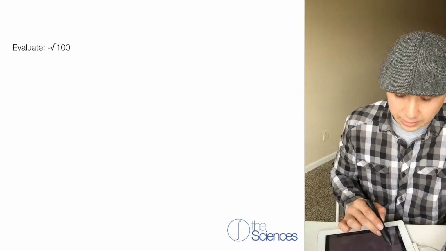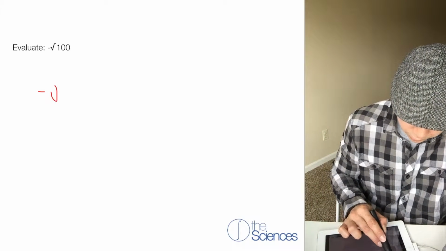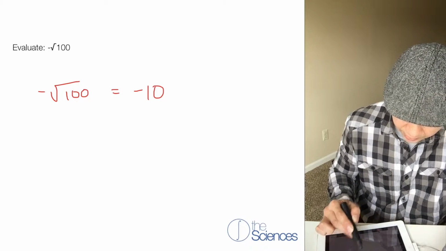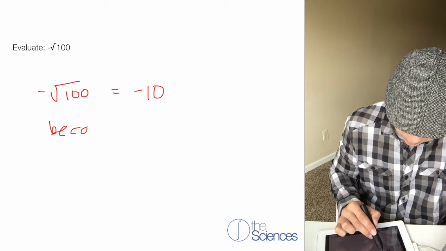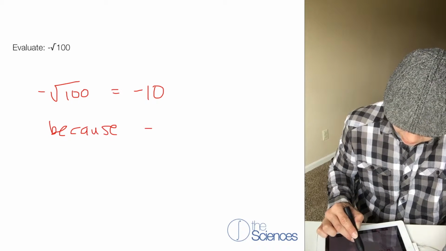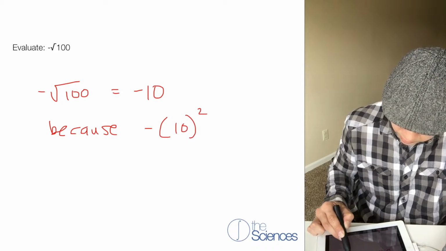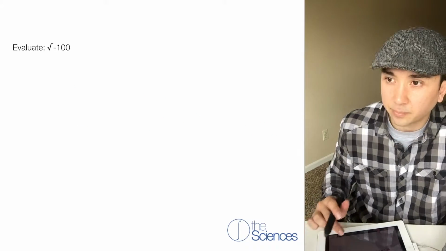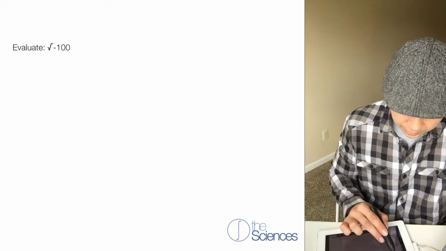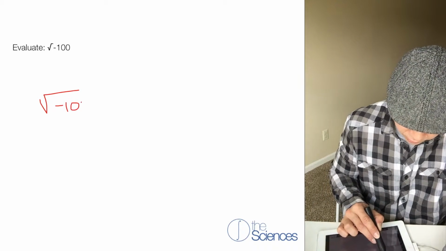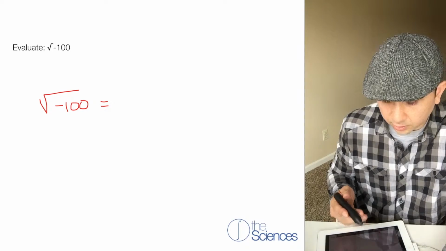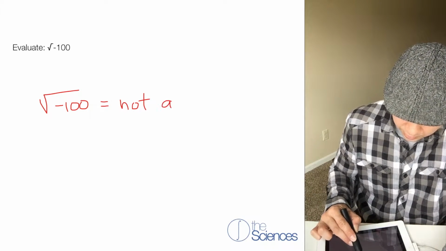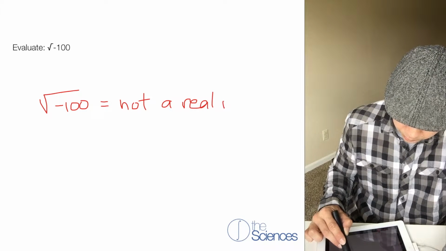Now let's evaluate the negative square root of 100. Well, that's negative 10, because negative 10 squared equals 100. Now let's evaluate the square root of negative 100. Well, you can't take the square root of a negative number, so that is not a real number.